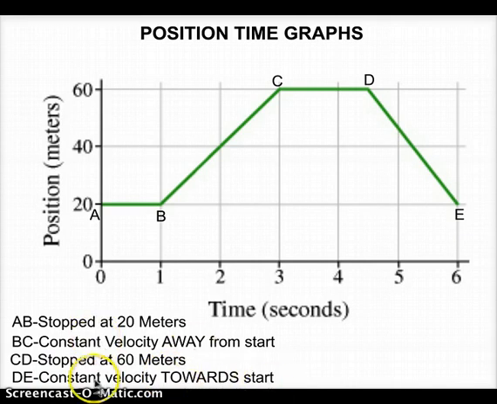So notice both cases we have a constant velocity. If we have a straight line slope, we're going to have a constant velocity. Positive tells us we're going away. Negative says we're going towards. Okay. This is the end of our video on position time graphs.